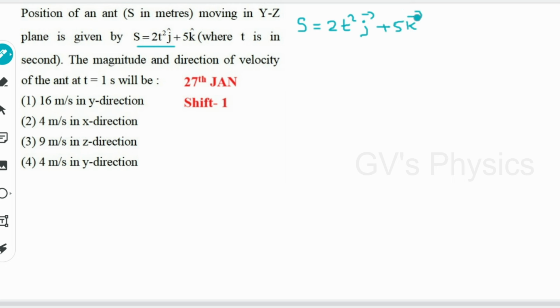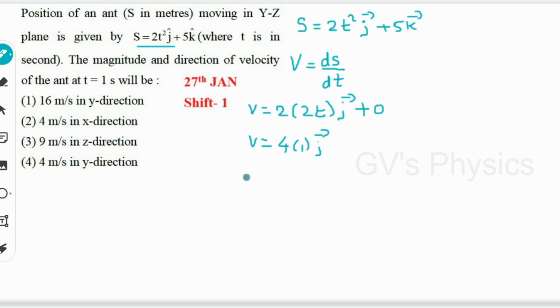If we differentiate position with respect to time, we will get velocity. So v is equal to ds by dt. So v is equal to 2 into, if you differentiate t square with respect to t, it will be 2t into j vector, plus 5 is a constant. If you differentiate a constant, it will go to 0. So v is equal to 2 twos are 4 and t is 1 second, so 1 into j vector.